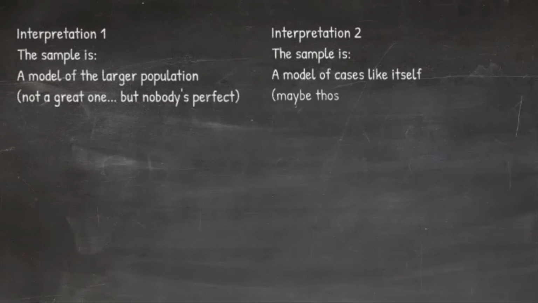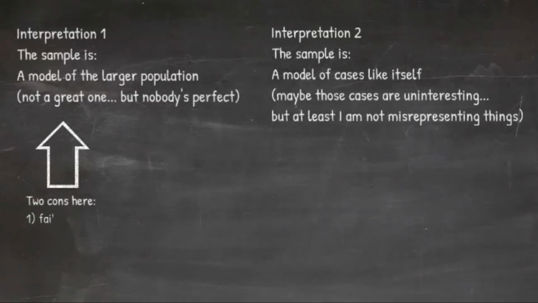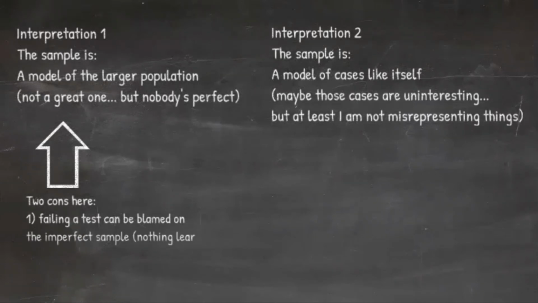Under interpretation 1, we just don't have a severe test, because if the test fails, then we can blame the failure of our hypothesis on the imperfection of the sample. Well, maybe the sample doesn't represent the population to which we want to generalize, so we've learned nothing. If the test leads our idea to survive, so say we get statistical significance or the difference that we wanted, this still doesn't make things generalizable. So again, we haven't necessarily learned anything.